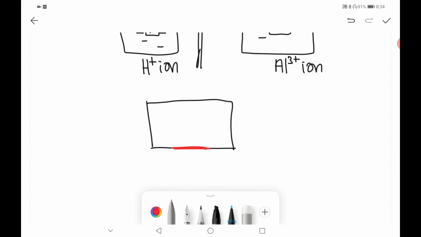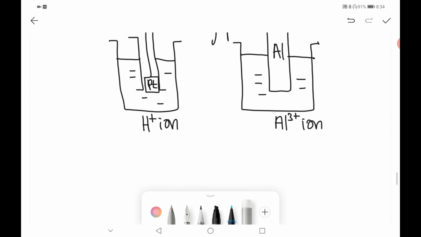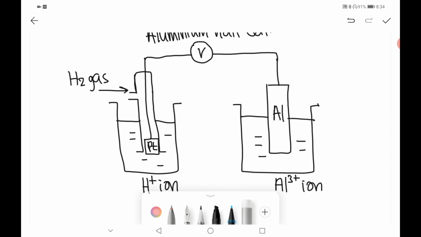So in chemistry, we don't put a switch here, we put a salt bridge. Okay, we put a salt bridge. So how do we draw a salt bridge here? You can just draw something like this. Just draw from here, go to here, like this. Then label it salt bridge. Okay, so now we have everything already.